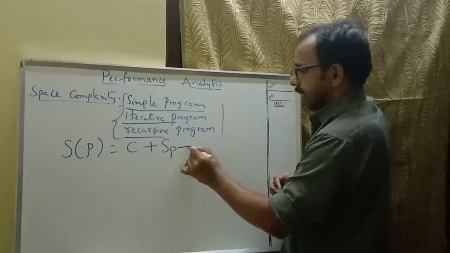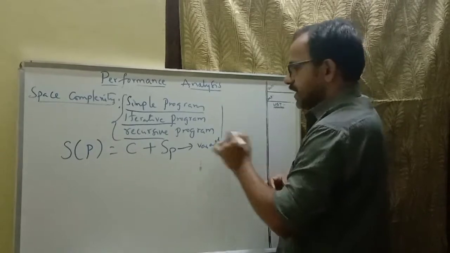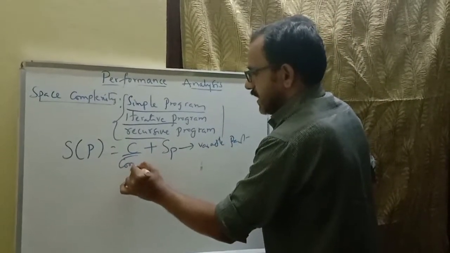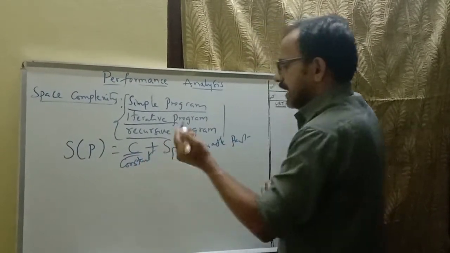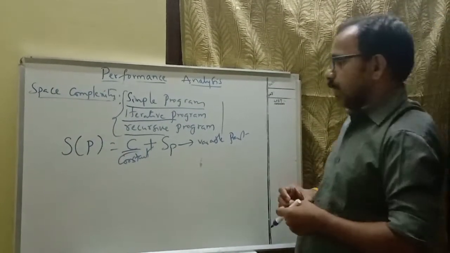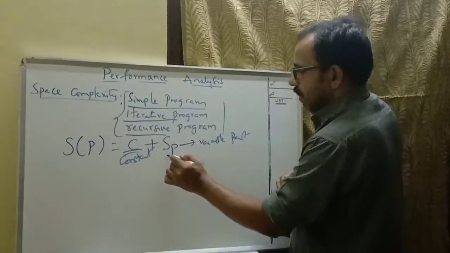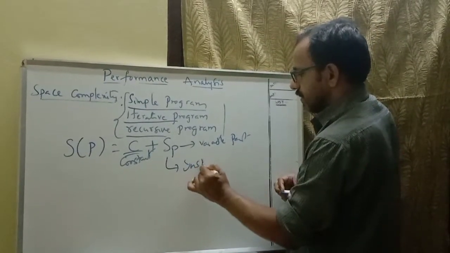This is the variable part. And the first one is the fixed part, so this is constant. At the time of compilation, the compiler is allocating space. That's why we treat it as constant. That is not depending on any characteristic. But yes, this variable part is depending on instance characteristics.